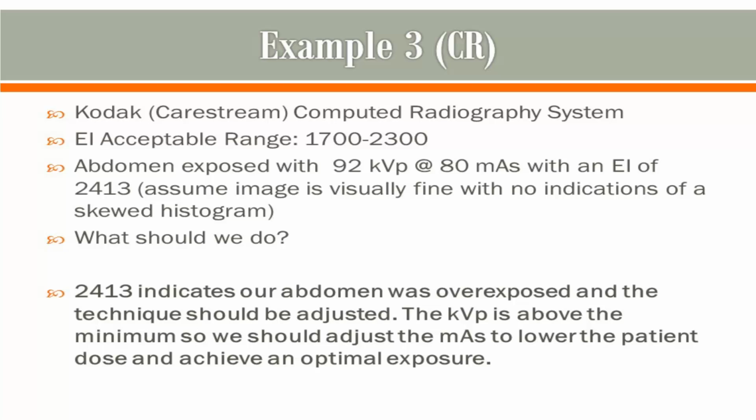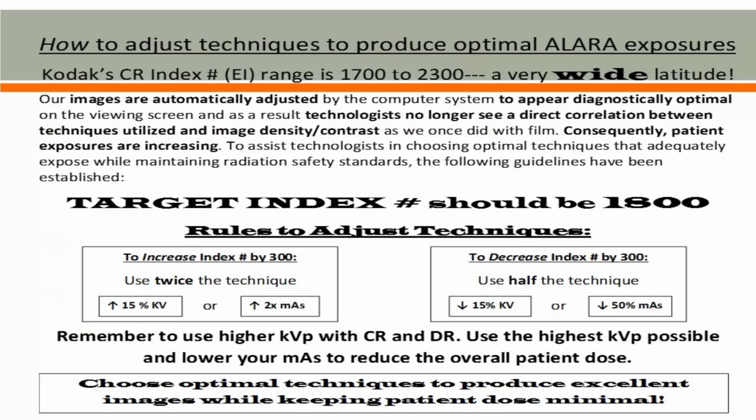If a repeat is not needed for another reason, we would submit the image as is. However, if a repeat is warranted, we would want to adjust our exposure, because the EI of 2413 is telling us that our abdomen was overexposed and our technique should be adjusted. The kVp is above the minimum, so we should leave this alone. It is where it needs to be, and we should adjust the mAs instead to lower the patient dose and achieve an optimal exposure.